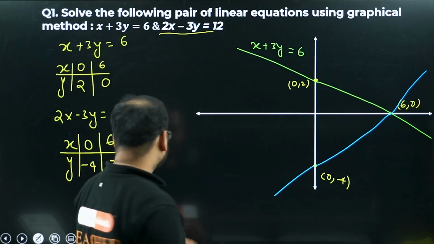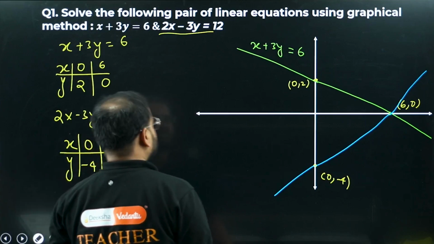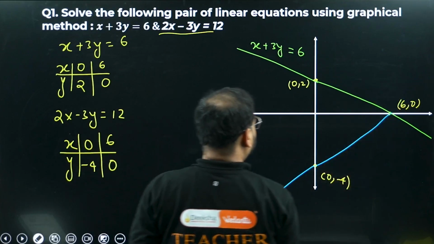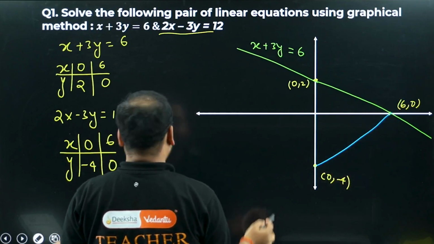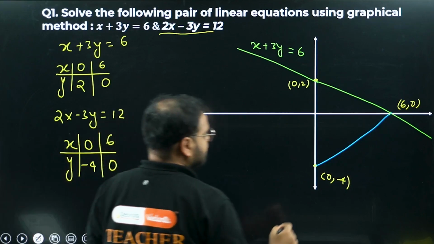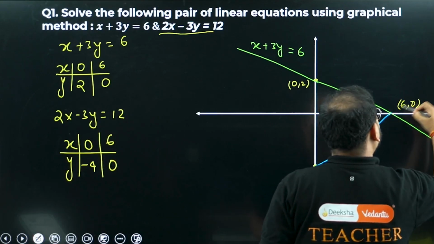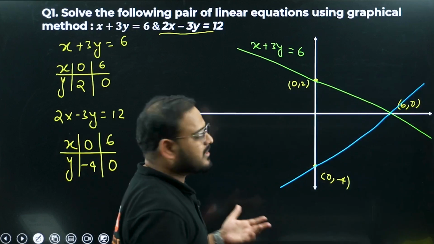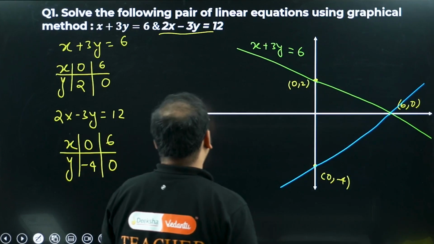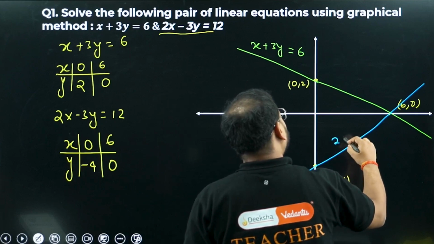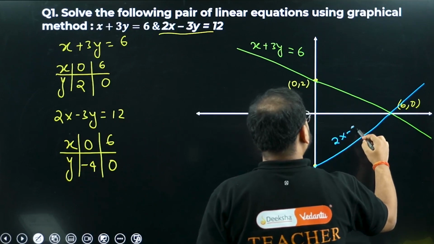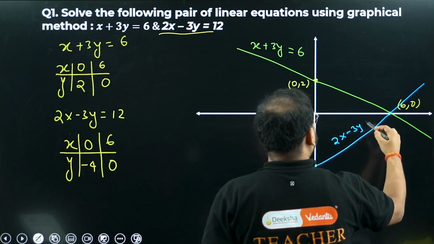It's not straight, but it is going to be a straight line. If you draw with a scale, I'll try to make it a little straighter. It will look something like this. Better than the previous case. What's the equation of this line? 2x minus 3y equals 12.